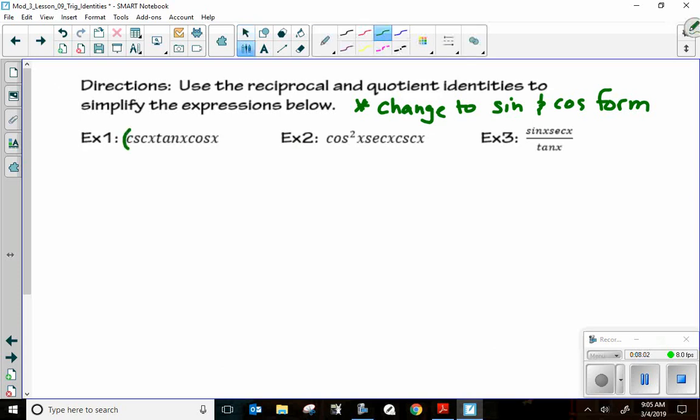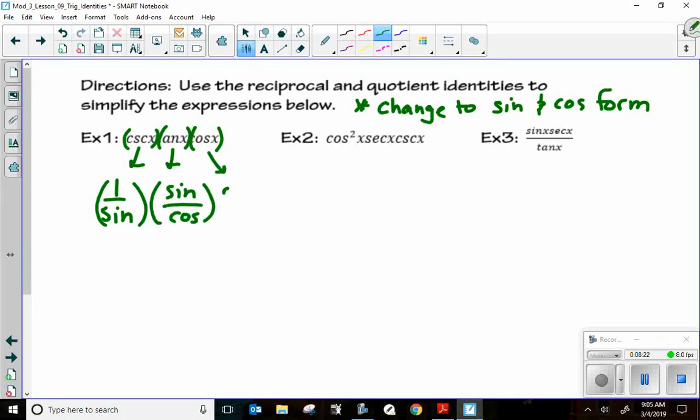So what I'm doing for example 1 is I'm taking cosecant and multiplying it times tangent, and then multiplying that times cosine. So cosecant is a reciprocal of sine, so it's 1 over sine. Tangent is sine over cosine. And cosine, well, that's just itself, cosine over 1. Now, notice I didn't put the x's in. I probably should. My final answer, I better put the x's back in. Some people just use S for sine and C for cosine, which is fine as long as you can follow it. And your answer better be written out completely, okay? You can't shorthand your answer, all right?